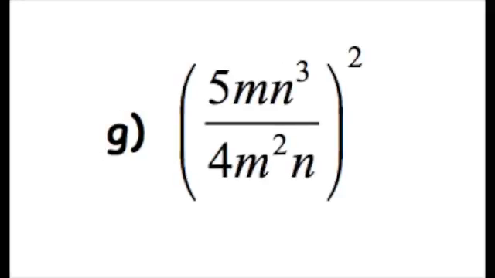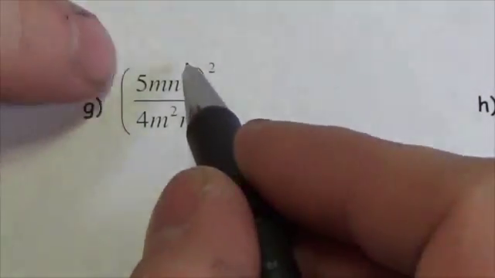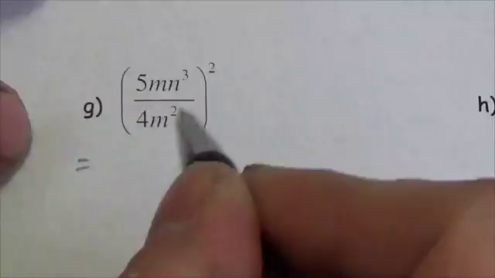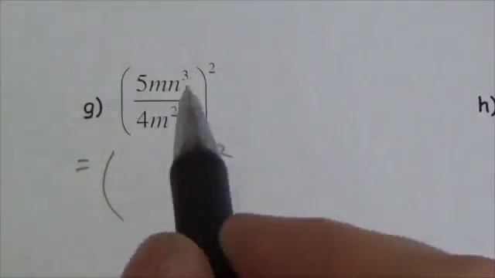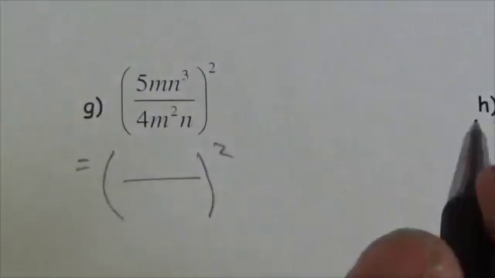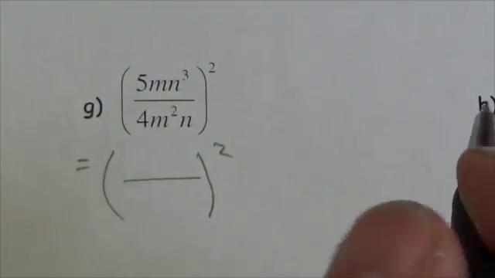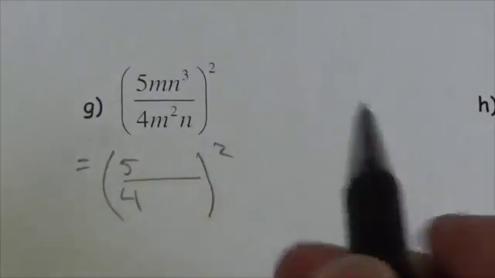5mn cubed divided by 4m squared n, all to the power of 2. Okay, now for an example where order of operations really is kind of obvious here. I've got this set of parentheses here. I'm going to simplify what's inside there first. We'll do that squaring later. Now my coefficients, I've got a 5 and a 4. Well, not a whole lot I can do with that. So this is going to end up being 5 over 4. That's going to stay the way it is.